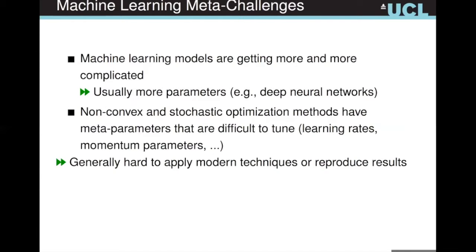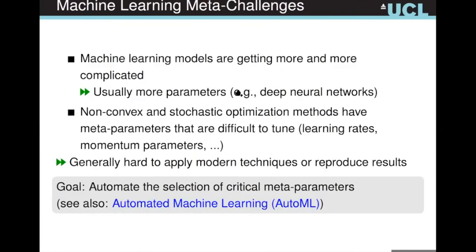So when we talk about Bayesian optimization, we also need to talk about meta challenges that we have in machine learning. So let's talk about meta challenges in machine learning. As you know, machine learning models are getting more and more complicated. If you look, for example, at deep neural networks, you have a lot of parameters sitting there. And that means they're also not particularly interpretable, and it's very difficult to understand what each parameter does.